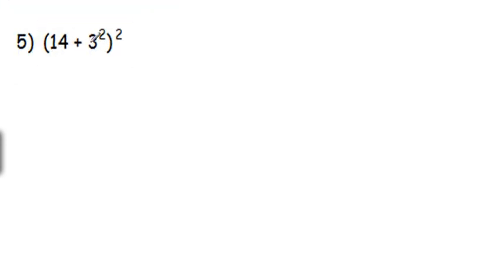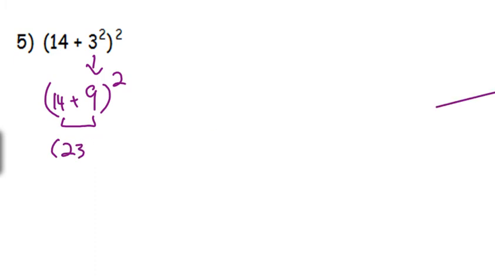You get the idea. So we have to do this exponent. 3 squared, or 3 times 3, is 9. And then that's plus 14. I'm just gonna bring everything down. So now we still have parentheses, so we have to finish the parentheses. 14 plus 9 is 23. And we don't really need the parentheses anymore, so it's just one number. So now we have 23 squared.